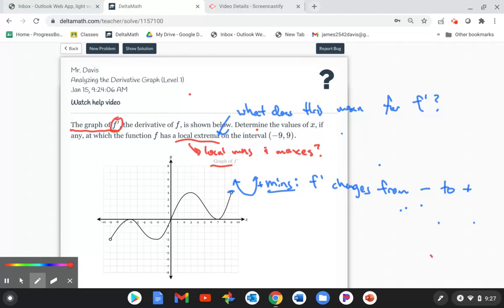A maximum occurs where we have a hill. What's happening here is it changes from a positive slope to a negative slope. So f prime changes from positive to negative. So when we look at this graph, we're going to be looking for sign changes of the derivative. Again, it's a little confusing how to interpret these. It just takes some practice.